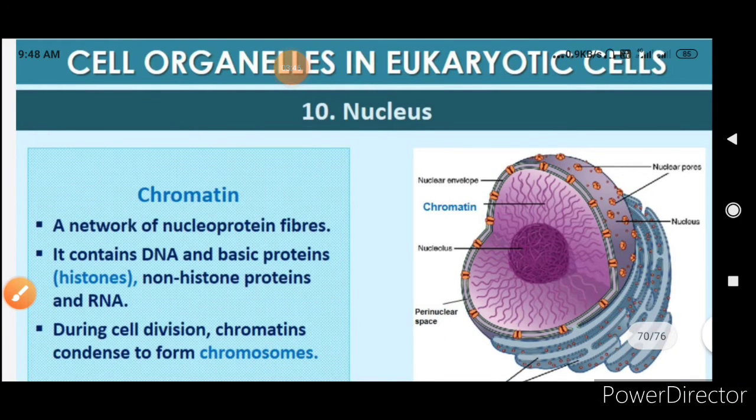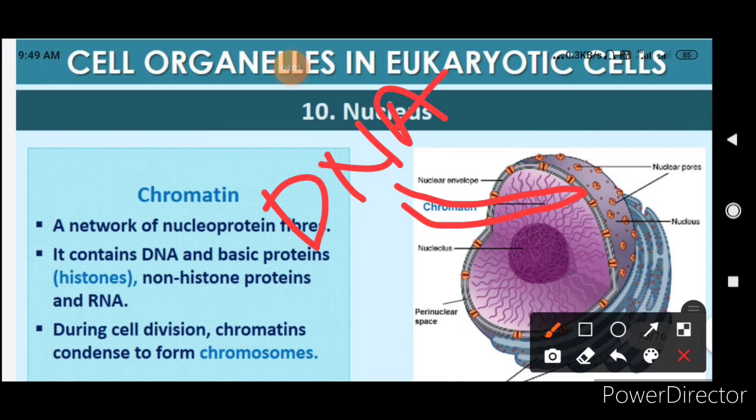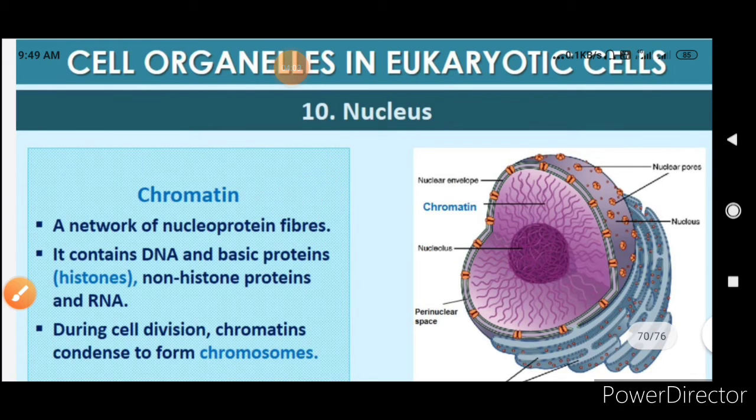Okay. Now what is chromatin? Chromatin is nothing but a network of nucleoprotein fibers. Okay, see here in the diagram you can see the fibers, these are chromatin. These are made up of DNA plus basic proteins that are histone plus non-histone proteins and RNA. So all the things like DNA, basic proteins, that is histone, non-histone proteins and RNA are associated inside this chromatin.